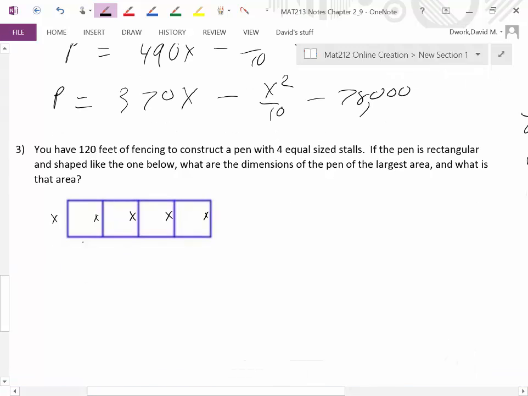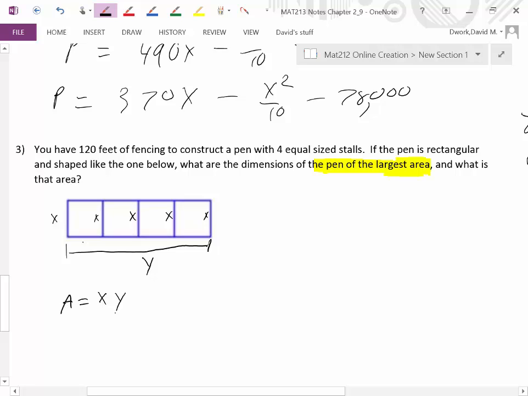My personal preference is always to start with what's called the objective equation. What's your goal? Our goal here is to create a pen of the largest area. If I'm stumped on a problem, I like to start there and ask, what's my goal? All right, I want to find area, and I know this has to be a rectangle. We find area by doing length times width. So I know the area of this would be x times y.